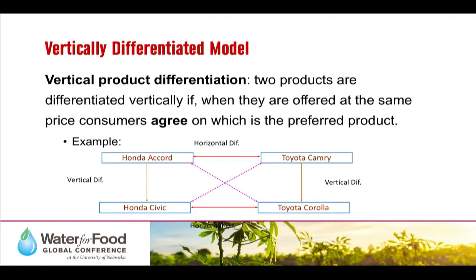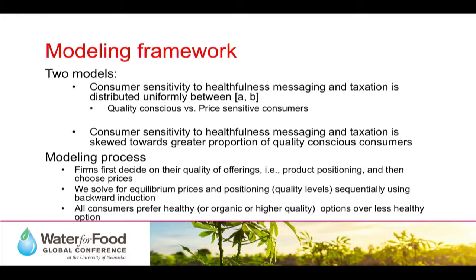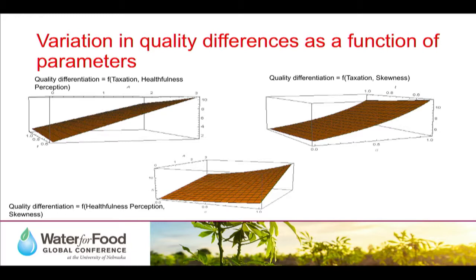So we consider two models, one where the consumer sensitivity to healthfulness messaging as well as taxation is more uniformly distributed, and then a second model where we look at the consumer sensitivity to be much more skewed towards more quality conscious dimension. And so we look at firms' decisions in terms of what quality to offer, what prices to charge, and then we solve for the equilibrium by backward induction. So let me highlight the main results that we have in the interest of time.